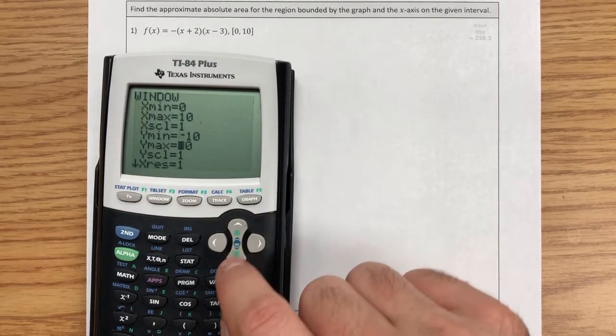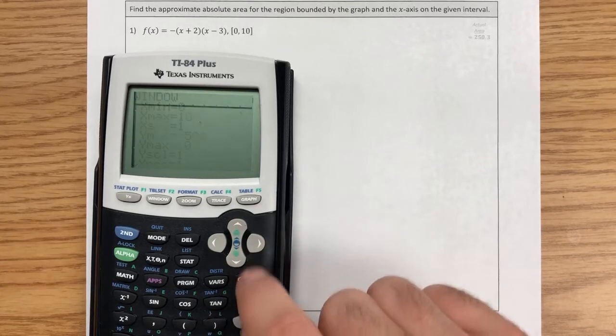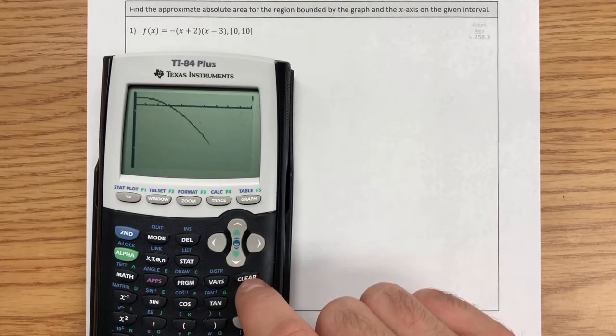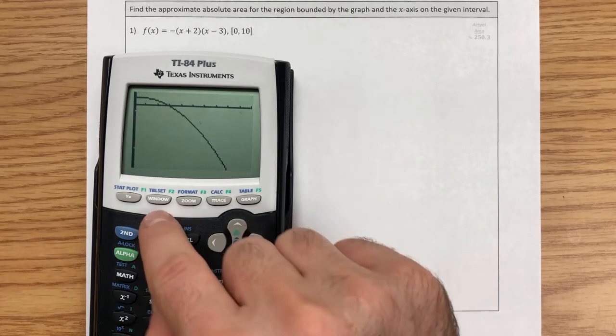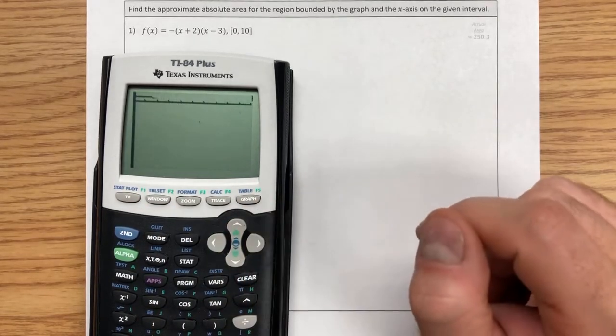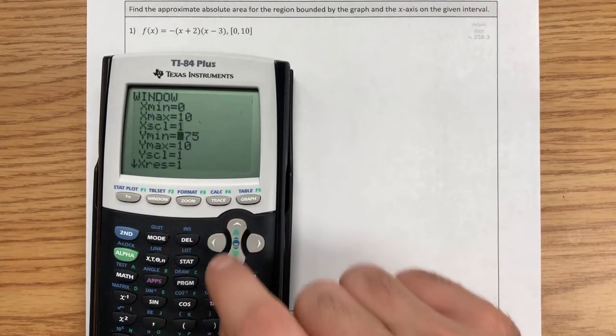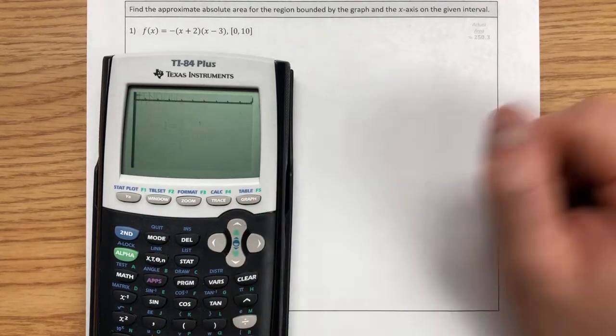I might want to make that y min. Let's make that negative 50. Closer. Let's do negative 75. Negative 100.